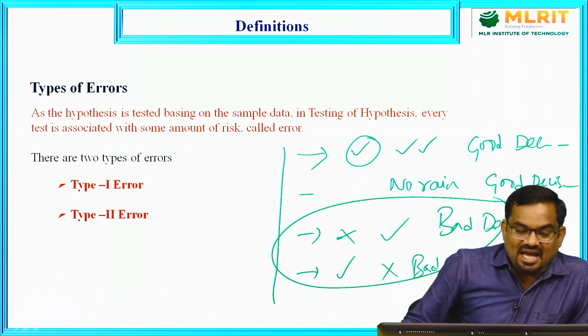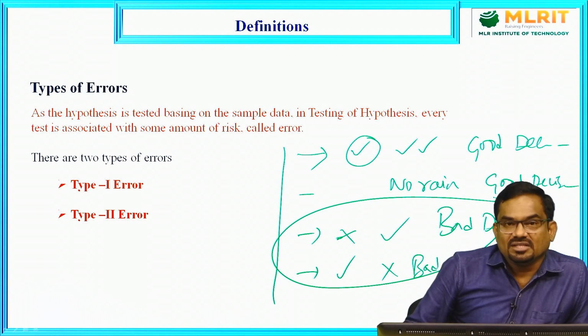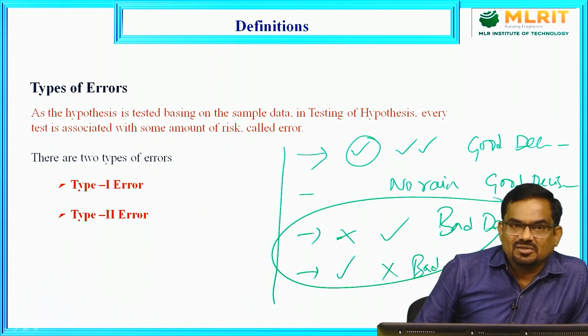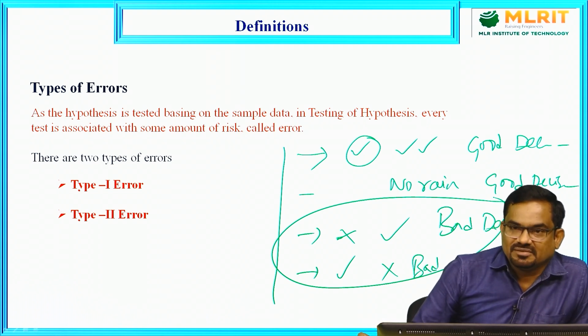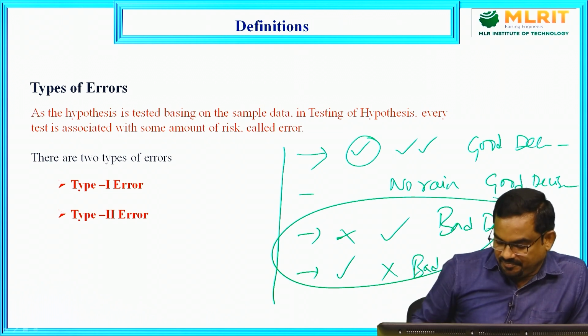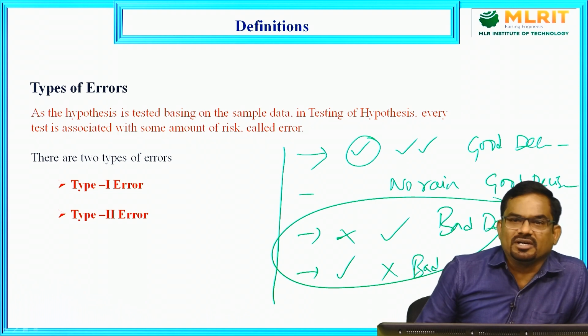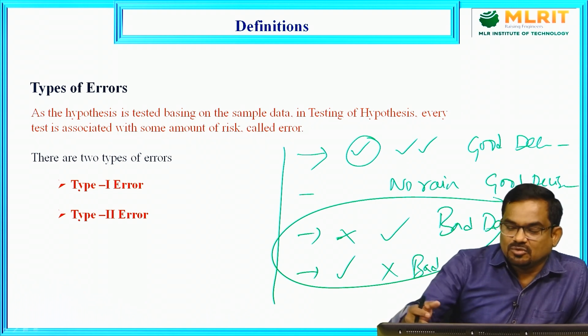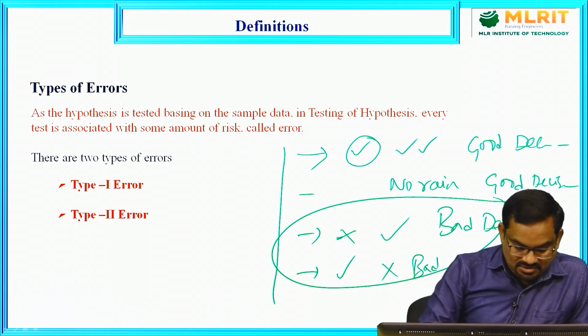And as the hypothesis is tested based on the sample data, in test of hypothesis, every test is associated with some amount of risk, which is called error. And there are 2 types of errors, type 1 error and type 2 error. And we can define these type 1 and type 2 errors similar to the example given before.